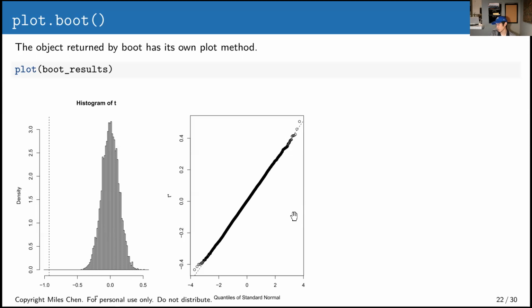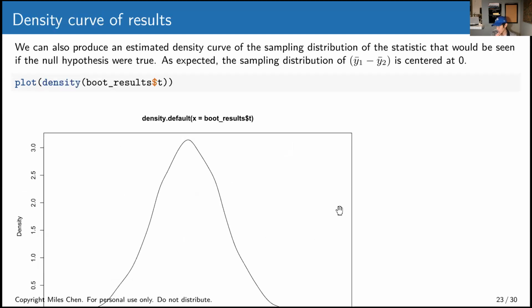Here is a QQ norm, and we can see that this histogram indeed looks like the normal distribution, which is what we would expect because we have a large sample and we're calculating the mean. If we were calculating a different test statistic, this histogram of T might not have a normal shape, and this plot might indicate that it's not normal.